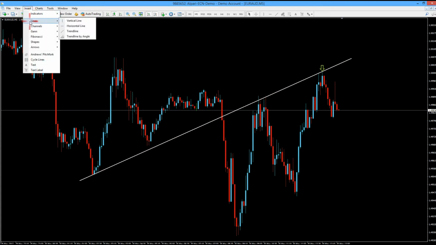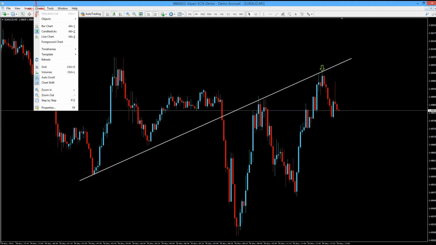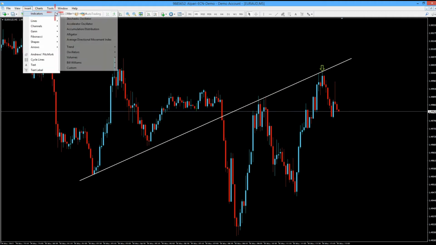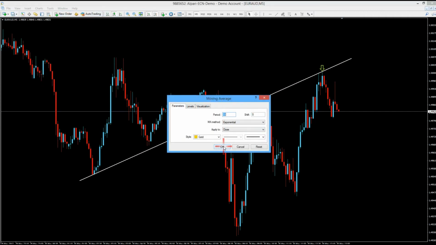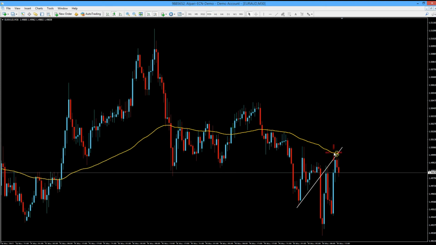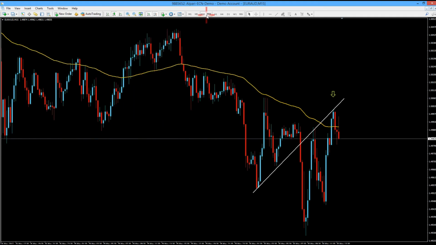I think we also had an extra confirmation in this case. These are the things I have shown you before. You see here the moving average happens to intercept exactly at the point of our trend line. That's a very good extra confirmation.